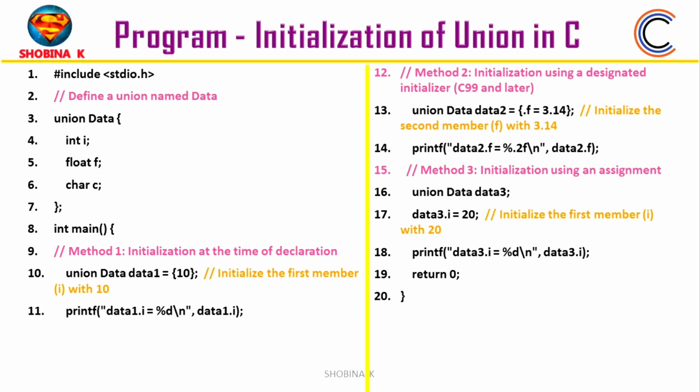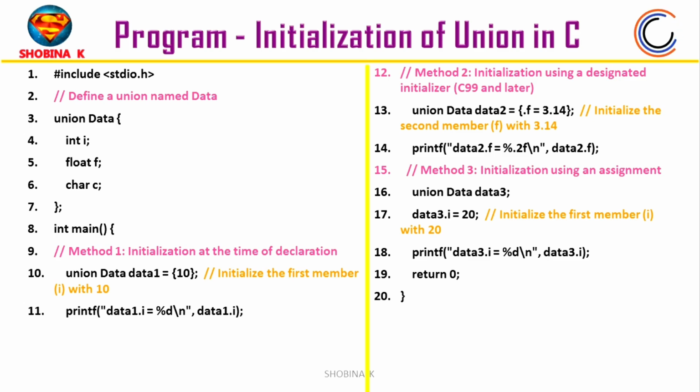In line 13, we declare another union variable data2 of type data and initialize it using a designated initializer. In the next line, we print the value of data2.f, which is 3.14. In line 16, we declare a union variable data3. In line 17, we assign the value 20 to the member i of data3. Next, we print the value of data3.i, which is 20. And finally, the return statement, which indicates that the program is executed successfully.